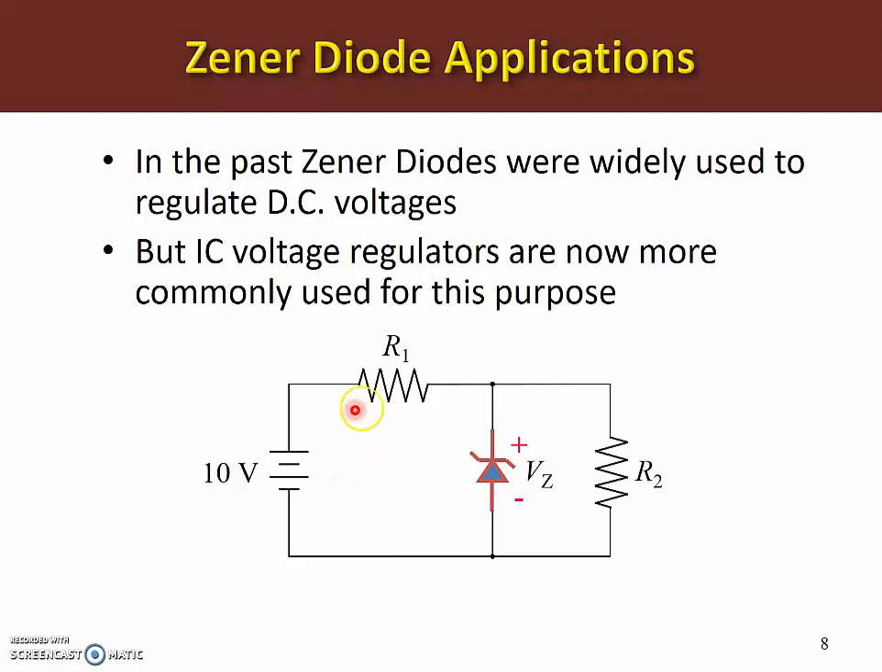This is a simple Zener biasing circuit. R2 is the load. It's supposed to work with a specific voltage, so we choose a Zener that offers that voltage for this load. R1 is adjusted such that the current going through the Zener is equal to the Zener test current. Once we have that current going in, the voltage across the Zener will be equal to the VZT or the Vz. So it's the required voltage.